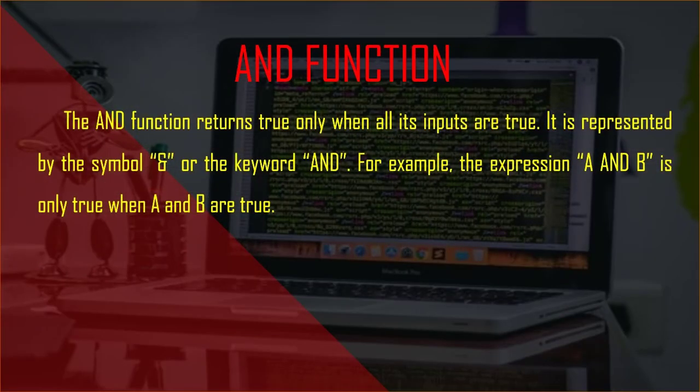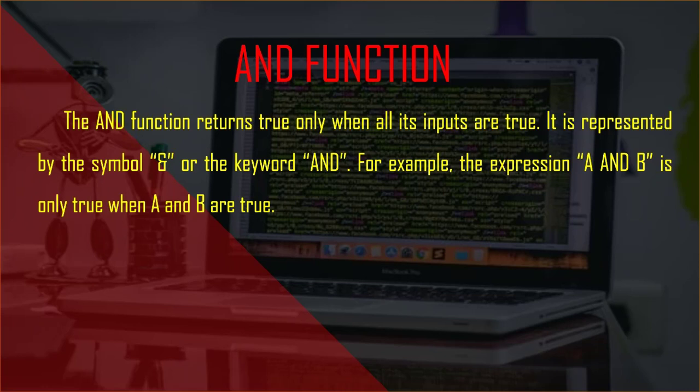The AND function is a logical operation that returns true if all of its inputs are true. It's represented by the symbol AND in many programming languages. The AND function is often used to require multiple conditions to be met before a certain action is taken. For example, in a PLC program for a manufacturing machine, the AND function could be used to ensure that a safety switch is closed and a part is in place before starting the machine.